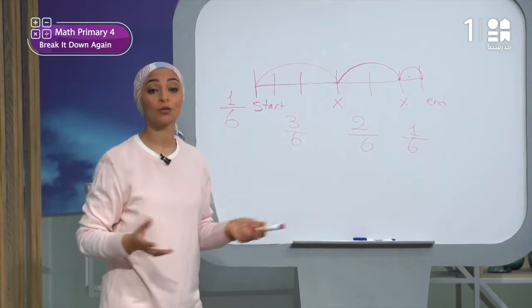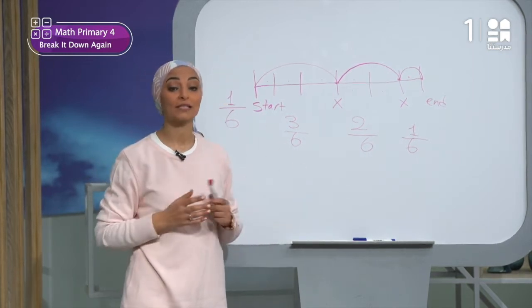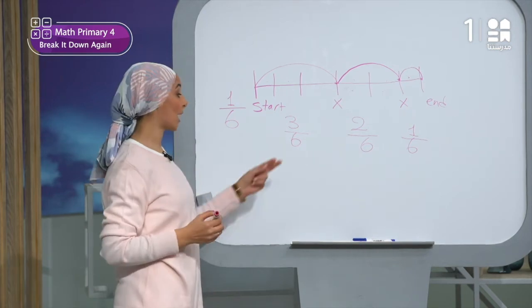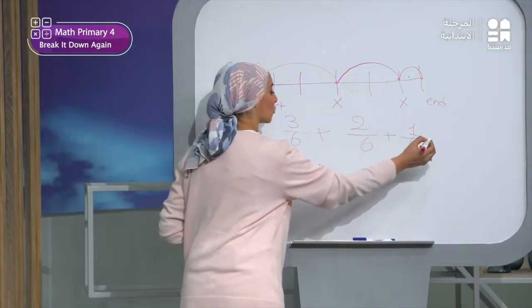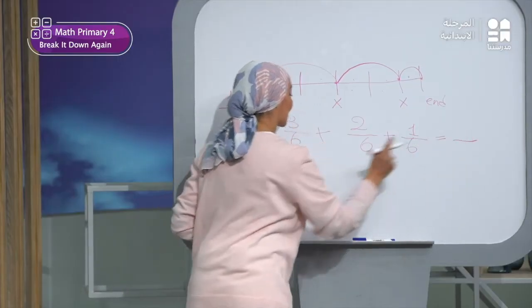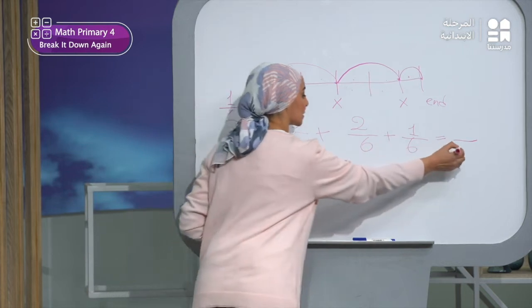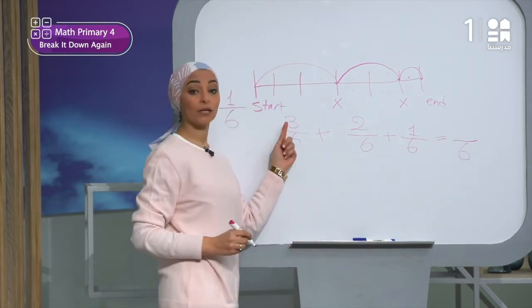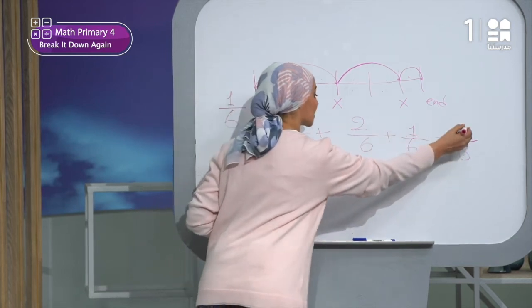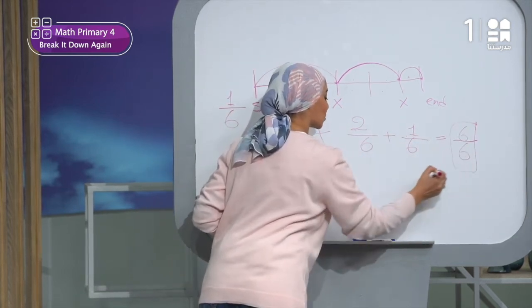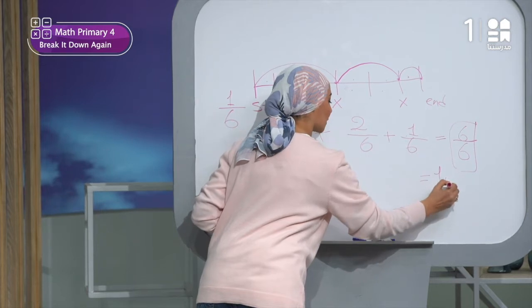Now what about the total distance? عشان أعرف ال total distance هعمل إيه؟ Yes, I will add these 3 fractions. يبقى هعمل 3 over 6 plus 2 over 6 plus 1 over 6 equals what? Yes, I will keep the denominator as it is and I will add only the numerators. يبقى هعمل 3 plus 2 plus 1 gives me 6. 6 over 6, which equals 1 whole.